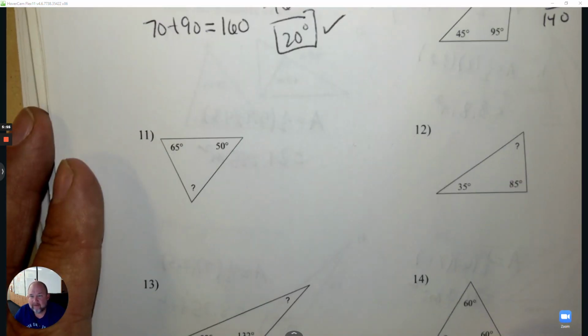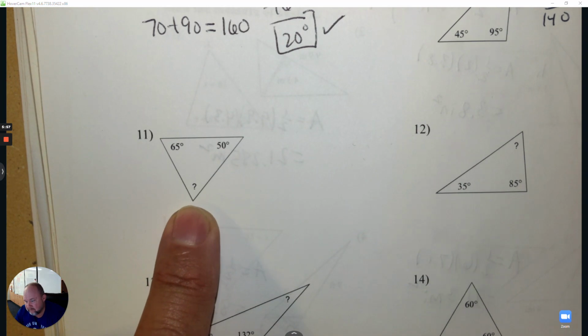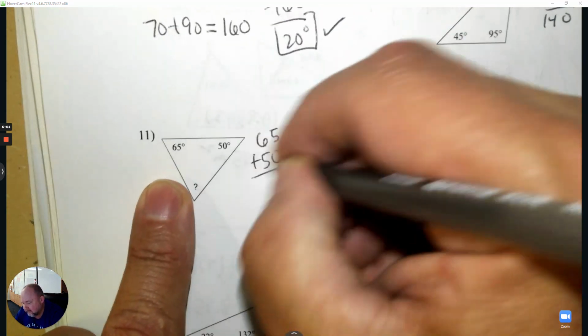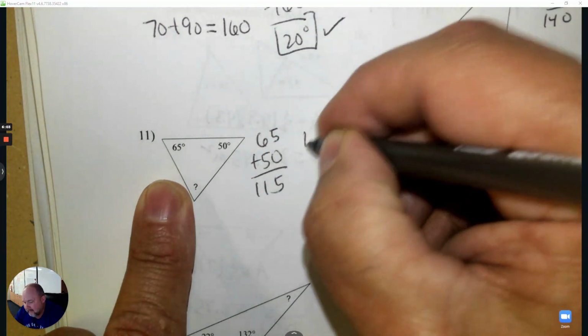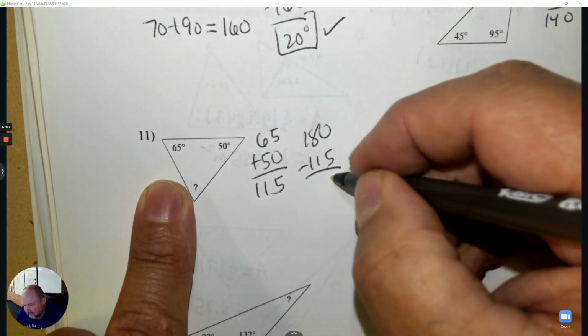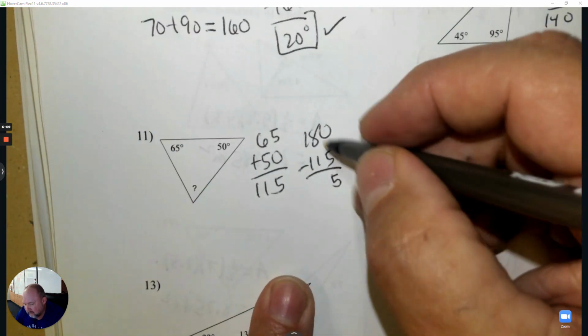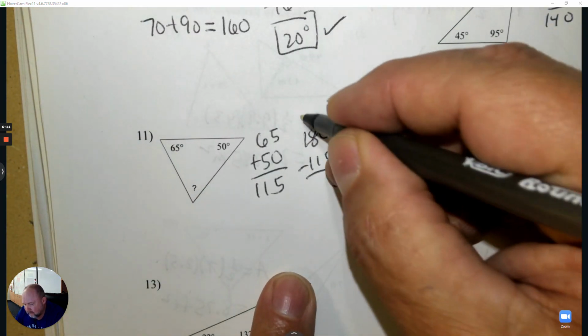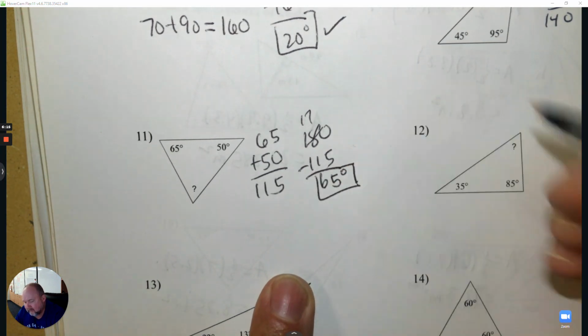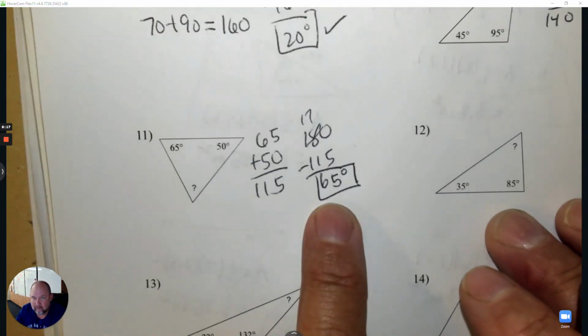Number 11. I want to find this missing angle. So I'm going to add the two angles that I see, and then I'm going to take that answer and subtract it from 180. The angle that's left over is the one I'm looking for. Let's see, this would be 115. So the angle that's missing here is 65 degrees.